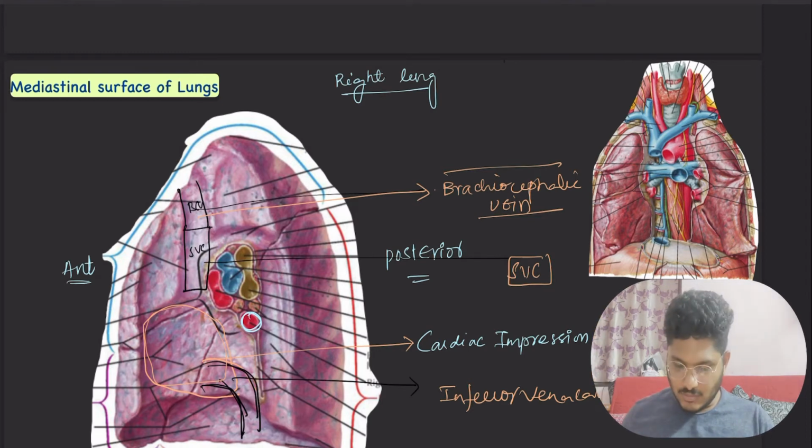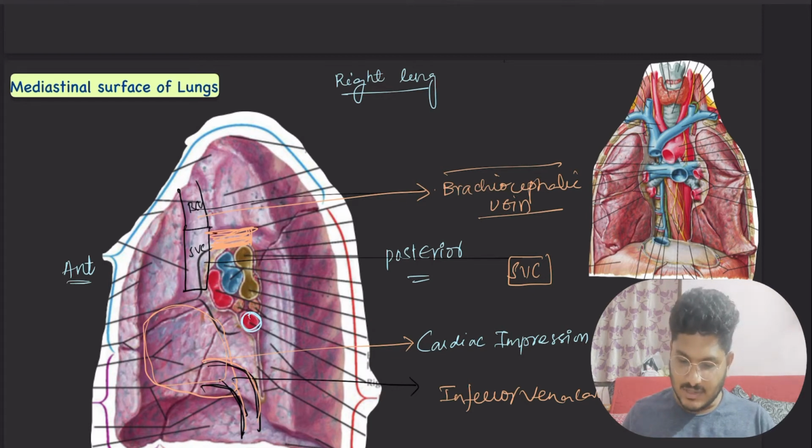Below the heart, there is a groove for the inferior vena cava. These are some important venous structures, and another venous structure you need to know is the azygous vein. So here is the azygous vein connection. The azygous vein and hemiazygous vein form the contents of the posterior mediastinum. So they drain into the superior vena cava.